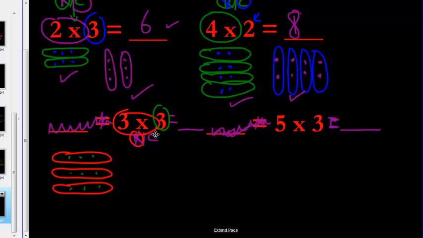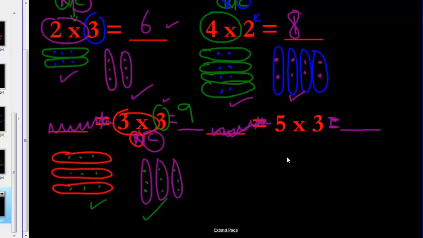We're done rows. Let's do columns. 3 columns looks like this. 1, 2, 3. And 3 inside of each one would look like this. We have 1, 2, 3, 1, 2, 3, 1, 2, 3. And give yourself a mark here, and a mark for the answer, which is 9. And the last question, boys and girls, let's do this. 5 times 3, we have RC.